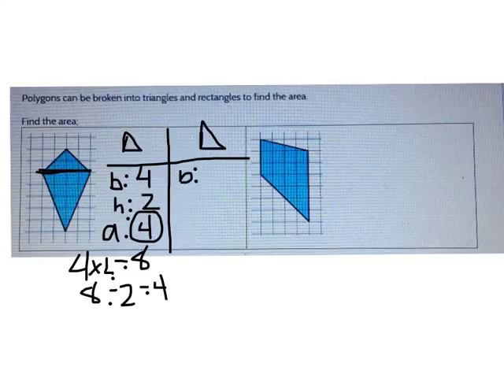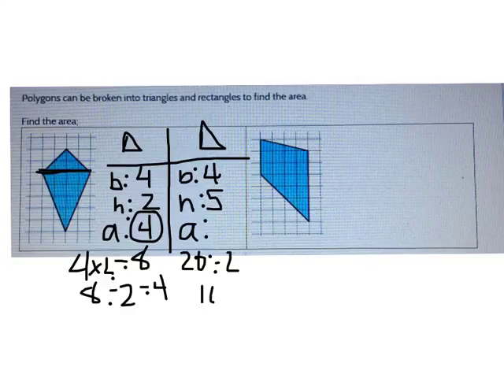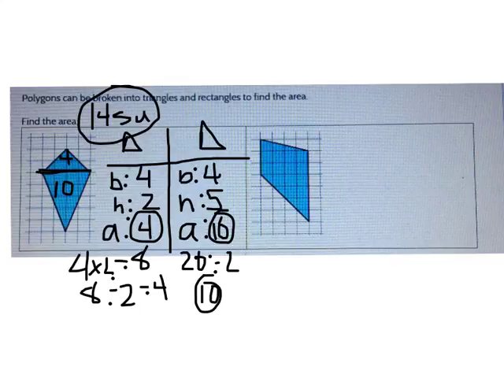What's the base of the bottom triangle? The base of the bottom triangle is 4. What's the height of the bottom triangle? The height of the bottom triangle is 5. What's the area of the bottom triangle? Well, 4 times 5 is 20 divided by 2 is 10. The area is 10. Now I can add the 4 from the top plus the 10 from the bottom to get an area of 14 square units.